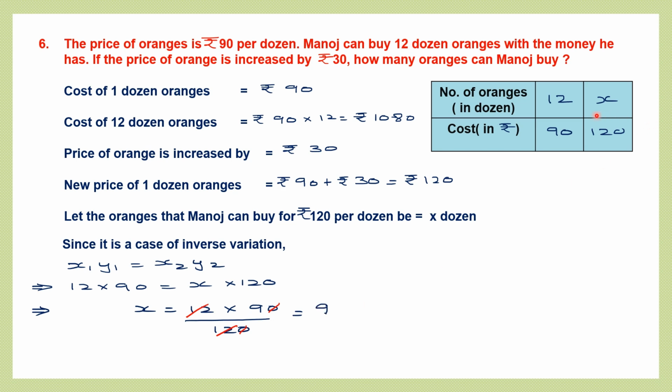And what is X? X is the number of oranges in dozen. That means he can buy only 9 dozen oranges because the price has increased to 120. Earlier he could buy 12 dozens when the price was 90. So this is our answer. That means Manoj can buy 9 dozen oranges now.